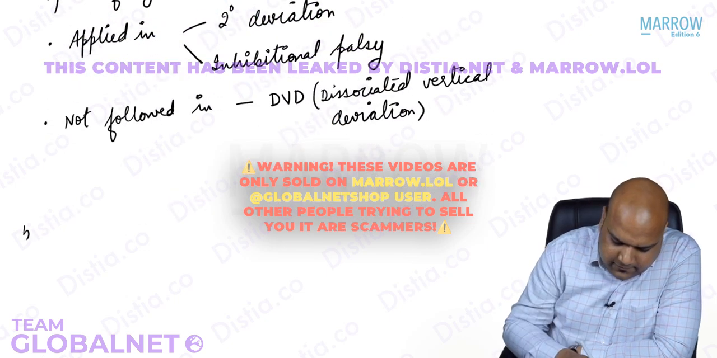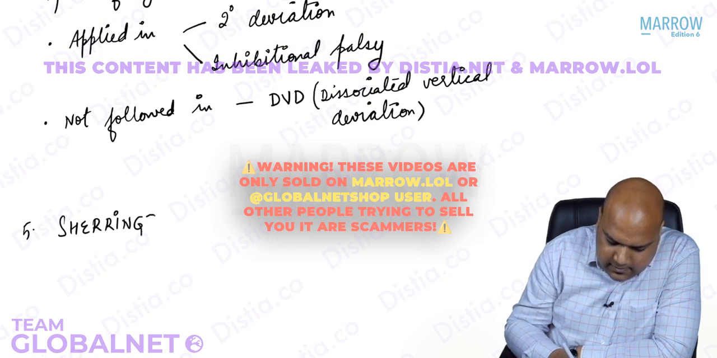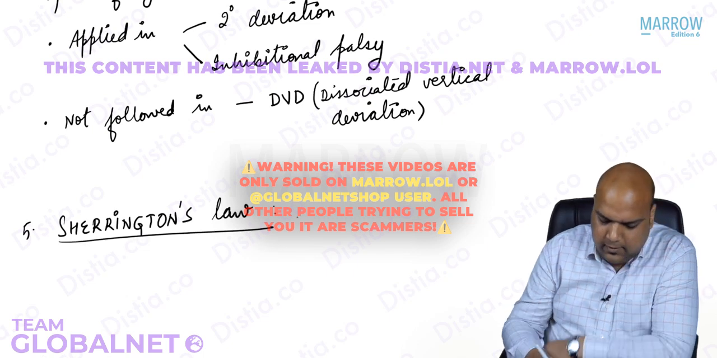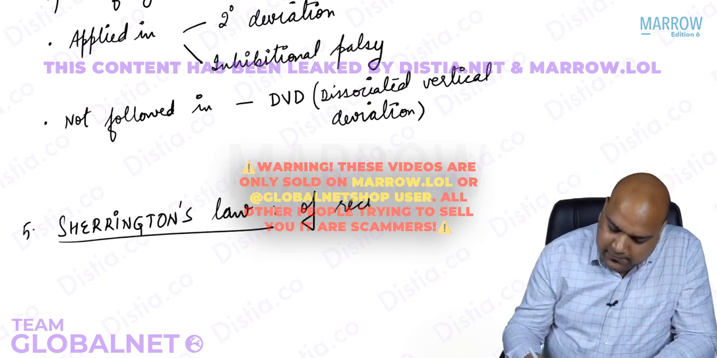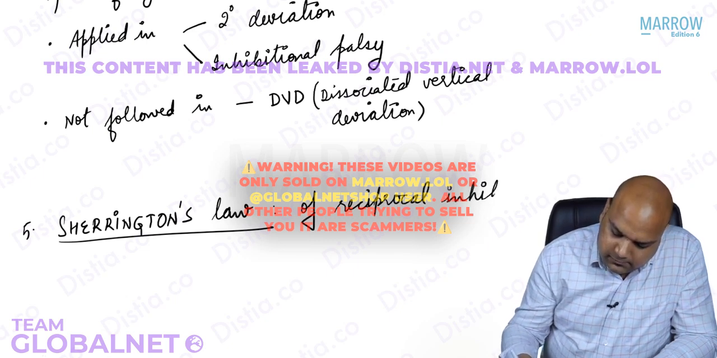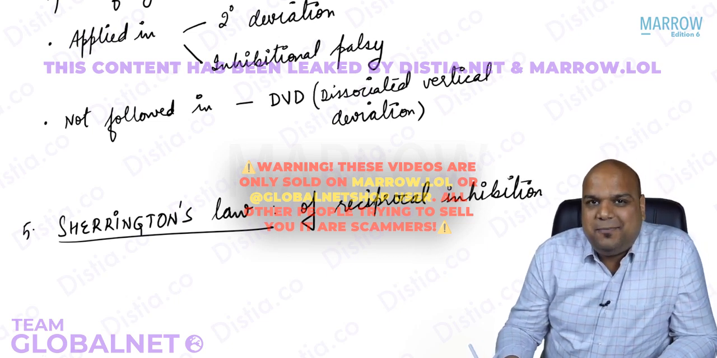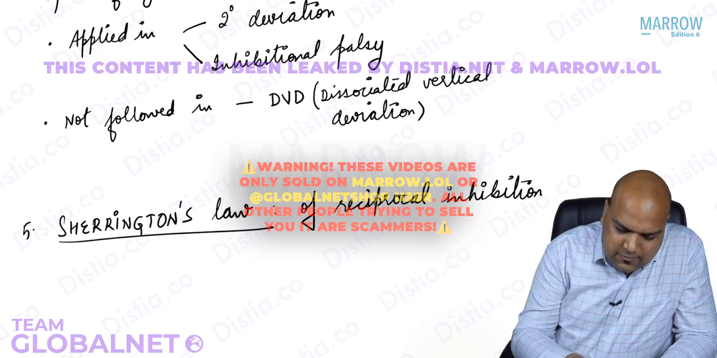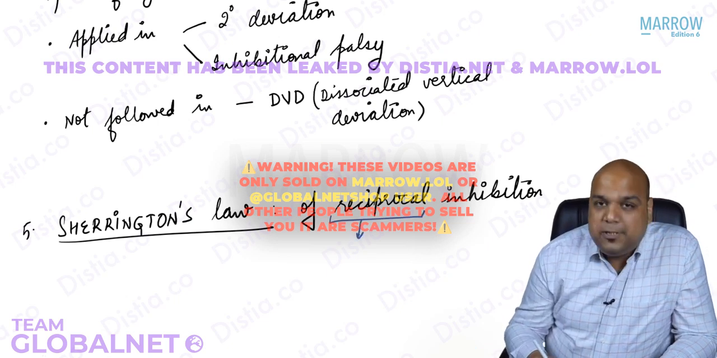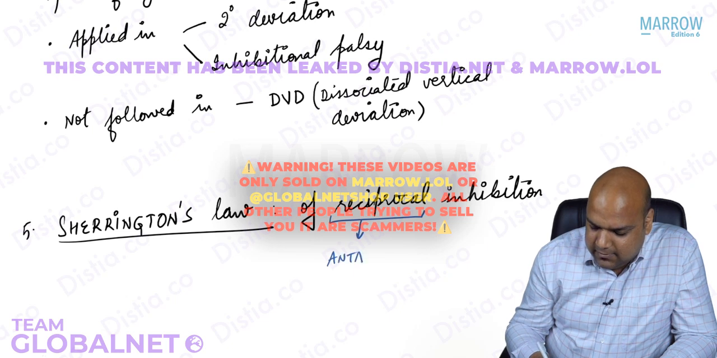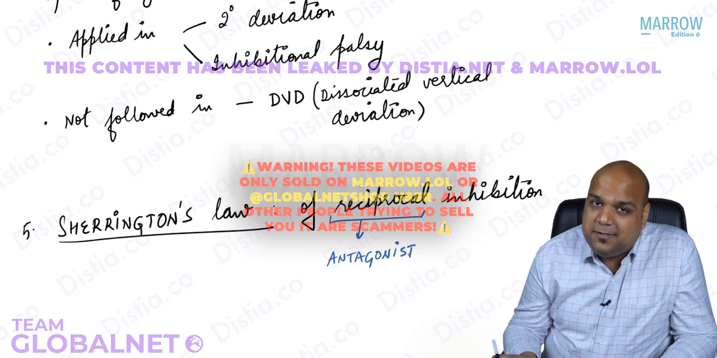Point number 5. Another law, everybody. The name is Sherrington's law. Sherrington's law of reciprocal inhibition. What do we mean by this? Two simple English words, everybody. Reciprocal. Reciprocal means opposite. Opposite muscle means antagonist. So if I apply this much of brain, I know this law is talking about the antagonist muscle.